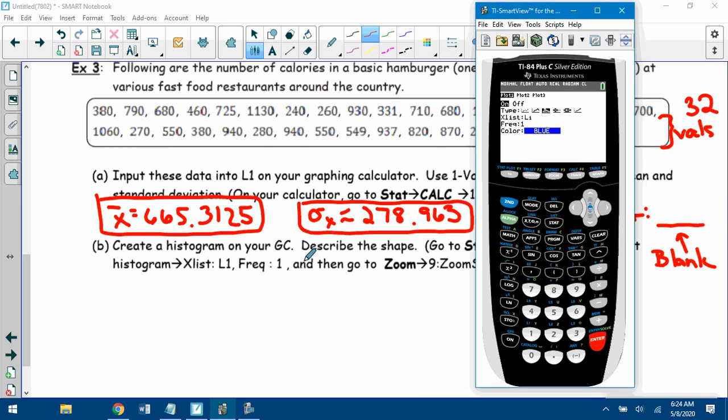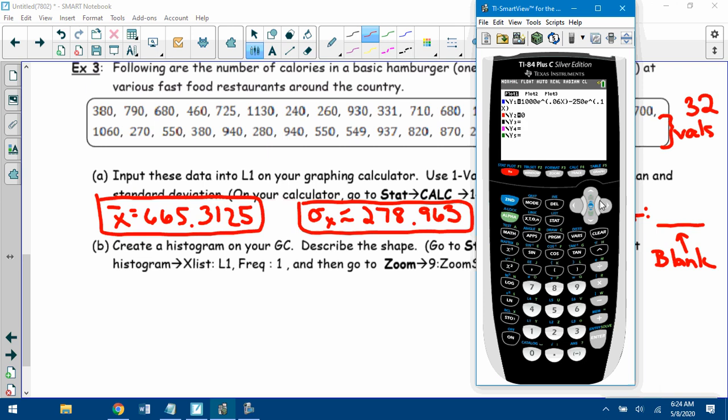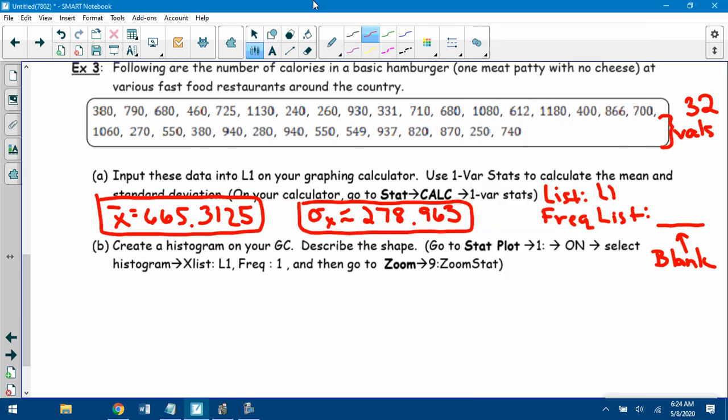Everything else is set the way it should be. And now if I go to zoom 9, and let me clear out anything else I have in here. If I go to zoom 9, I get a nice little histogram. So let me draw what that is quick. It doesn't have to be perfect, but the histogram looked something like this. It had like 4 boxes here.